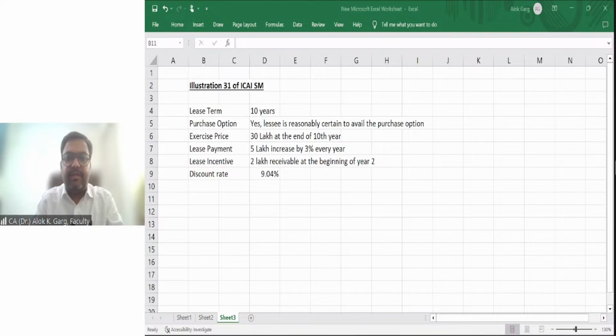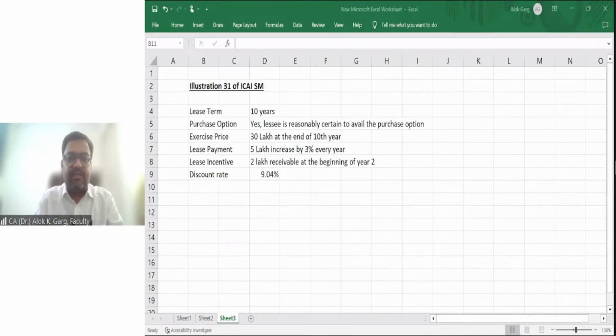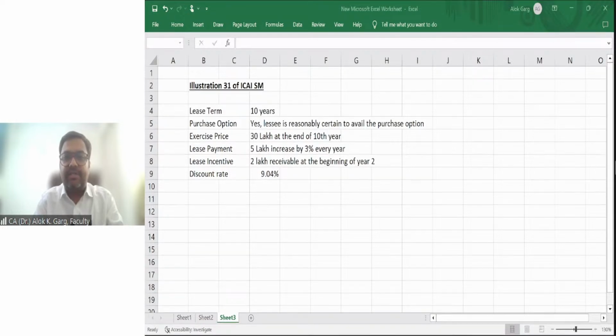Company H gives an incentive of 2 lakh payable at the beginning of year 2, which is used for normal tenant improvement. Company EFG is reasonably certain. How would EFG measure the right of use asset and lease liability? It is not given in the question whether the payment is at the beginning or at the end of the year. Is that given in the question?